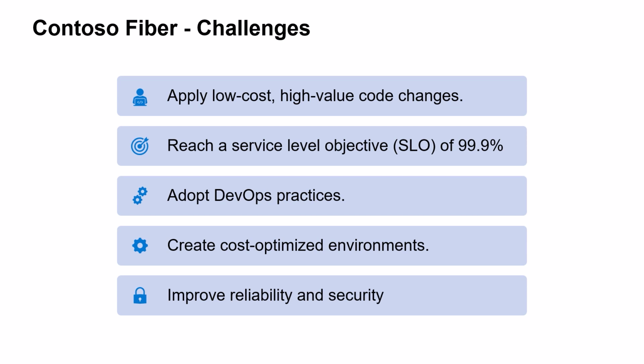So, Contoso Fiber really wanted to expand their on-premise customer account management system to reach other regions. Now, to meet that increased demand on the web app, they established the following goals: apply low-cost, high-value code changes, reach a service level objective, SLO, of 99.9%, adopt DevOps best practices, create cost-optimized environments, and improve reliability and security.